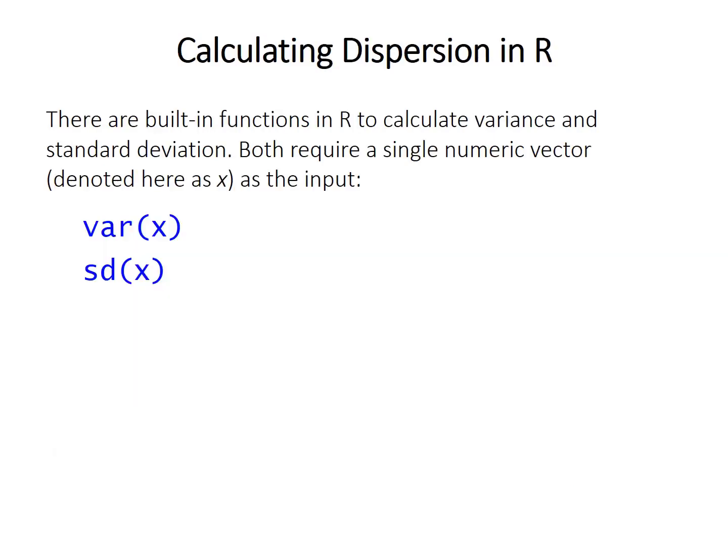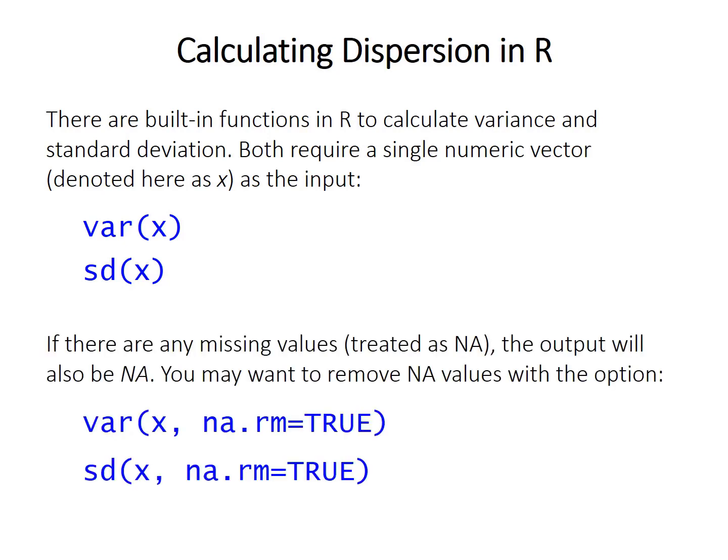So R has built-in functions to calculate both variance, var, and standard deviation, sd. Like the mean and median functions from the previous video, these both require a single numeric vector, a single set of numbers, as the input. Like I mentioned with the mean, these both treat NA values, missing data, as NA. And so you'll run into this problem where if there are missing values, the result of the function will also be NA. So you might want to remove those NA values using the na.rm equals TRUE option that's built into either function.